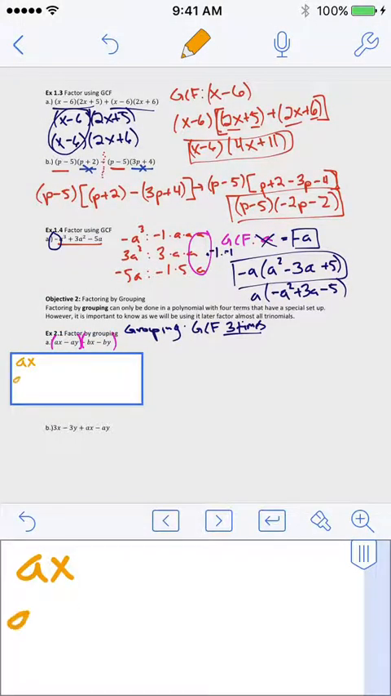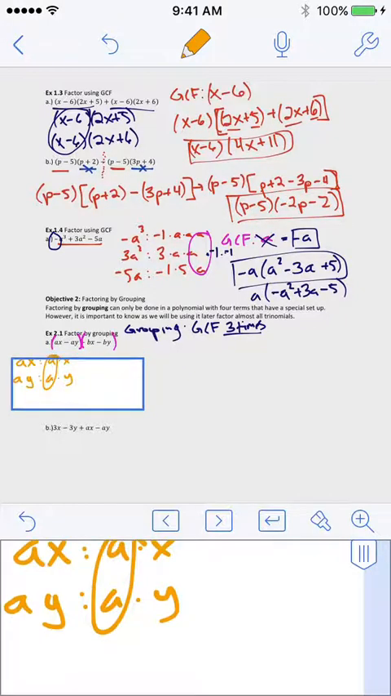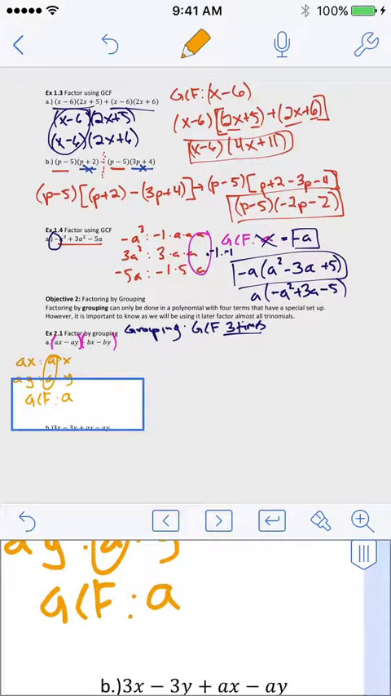AX and AY. What do they have in common? Well, that's an A times an X and an A times a Y. What do they have in common? They have an A in common. Alright, so this one, the GCF is A. That was my first time doing GCF. Check. Now I'll go ahead and take it out.